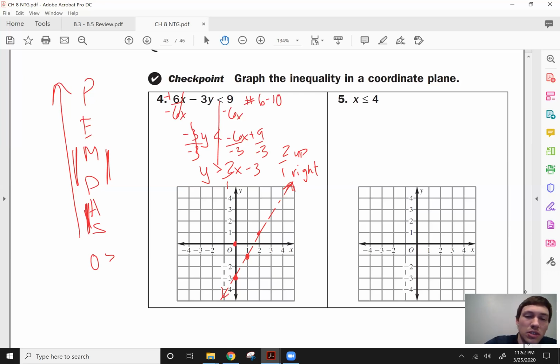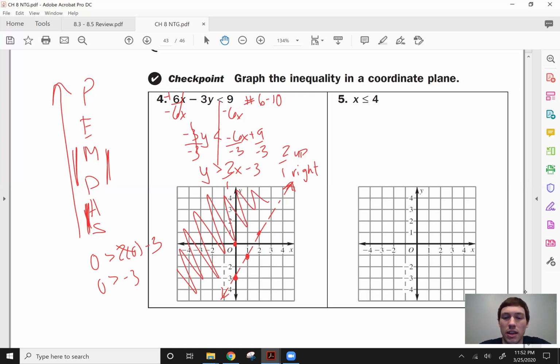So I go 0 is greater than 2 times 0 minus 3. 0 is greater than -3. That's a true statement. So that means all of this is shaded.